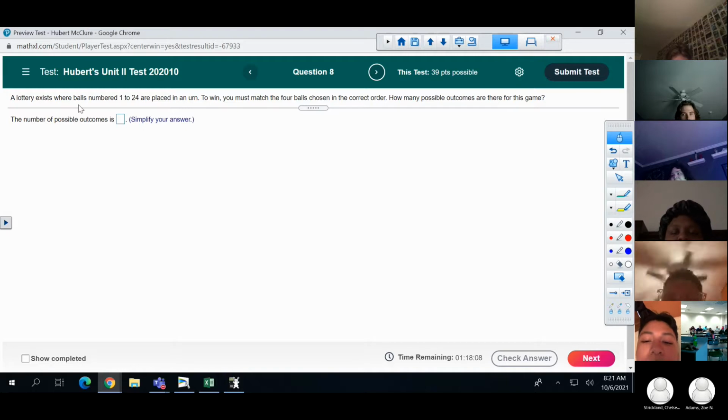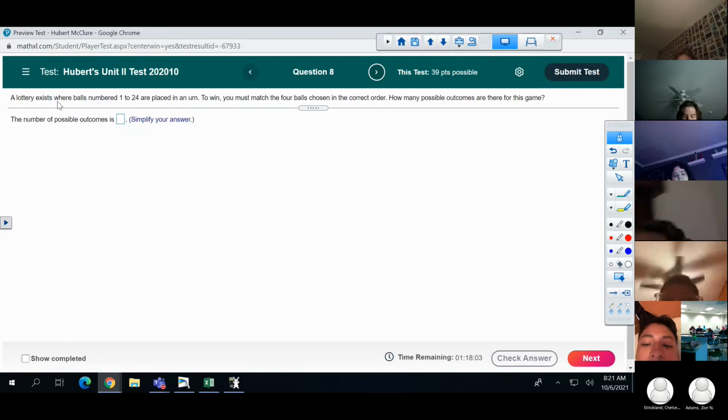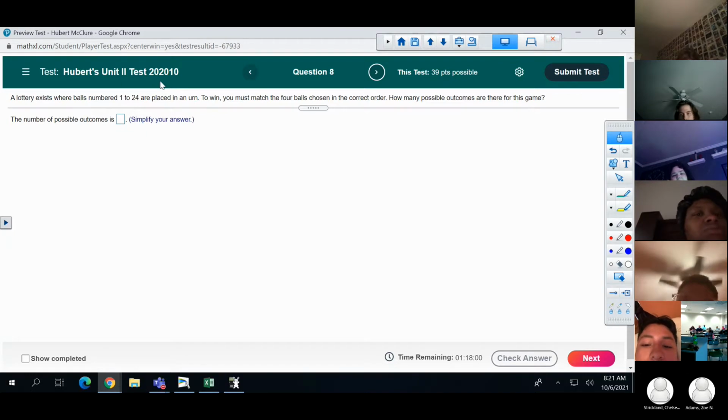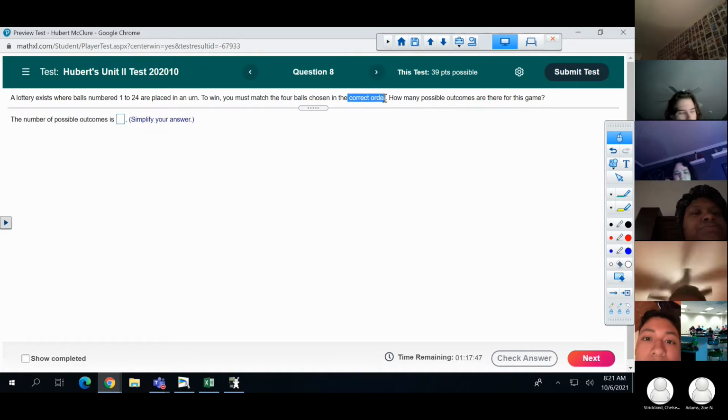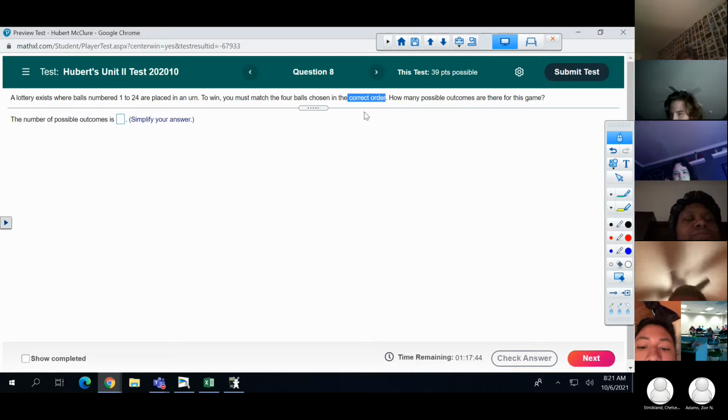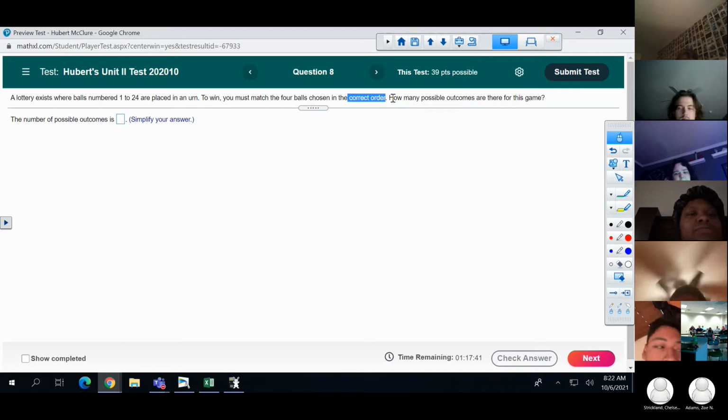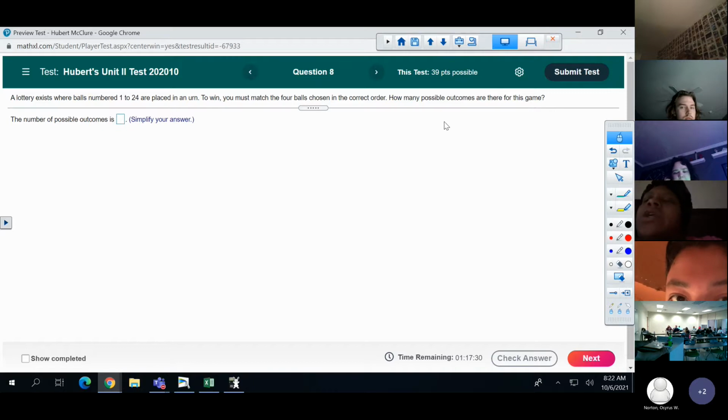A lottery exists. I don't know why they're putting 2 lottery questions back to back, but like I say, in your test, it may not do this. A lottery exists where balls numbered 1 through 24 are placed into an urn. To win, you must match the 4, so that's 24, and correct order. This one you do not put over 1 because it's not asking you. It's asking you how many possible outcomes. Remember me telling you that a lot of people fail Math 120 because they don't read the question.